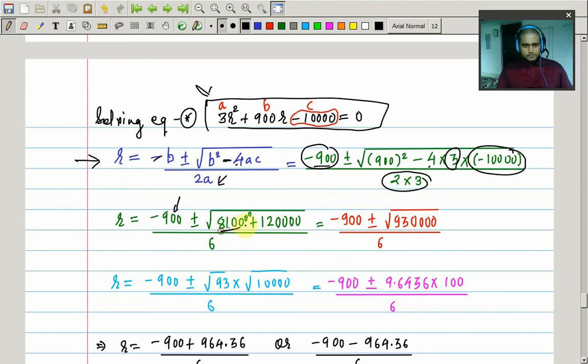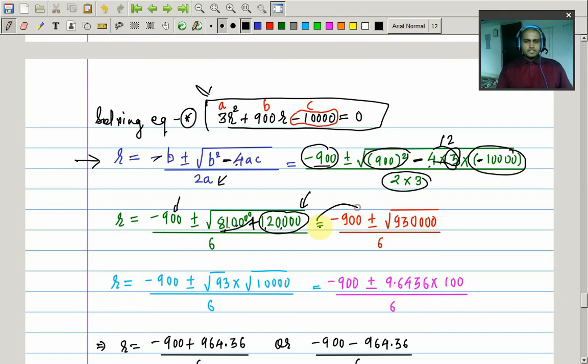So this is coming from 900 square. So it is 8,10,000. Correct? Yes. So it is the square of 900, 8,10,000. And what happened to this? From where am I getting this? 1,20,000. We had multiplied this. 4 into 3 is 12, and this negative and this negative is positive. So here I have written positive. 12 into 10,000 is this.